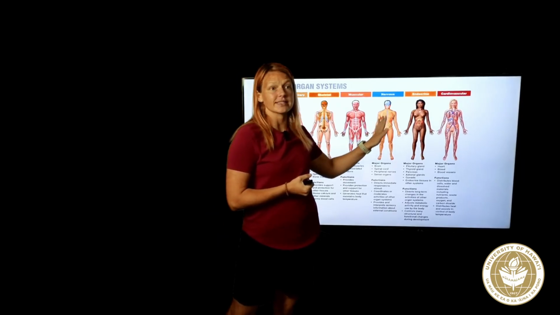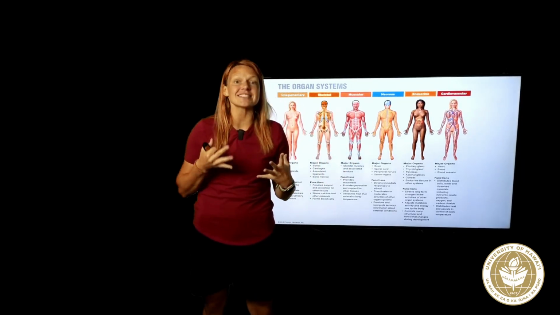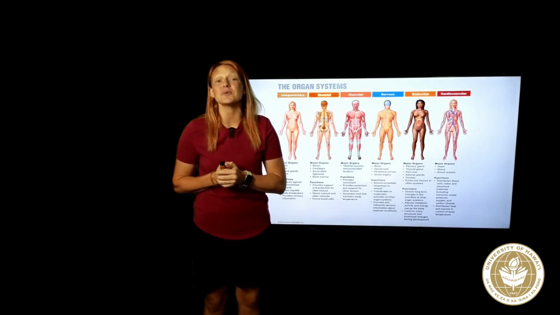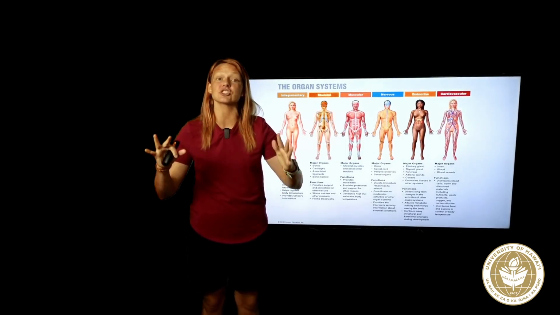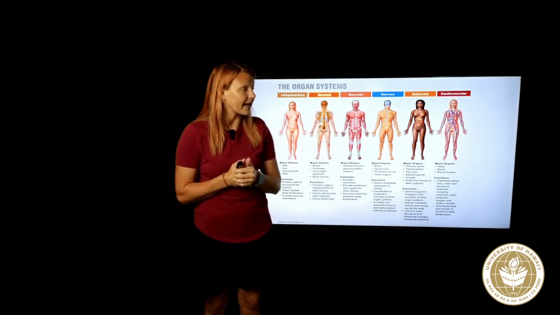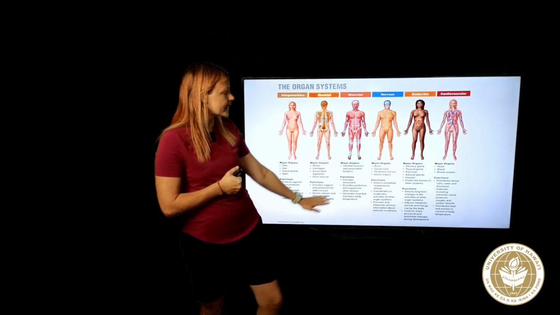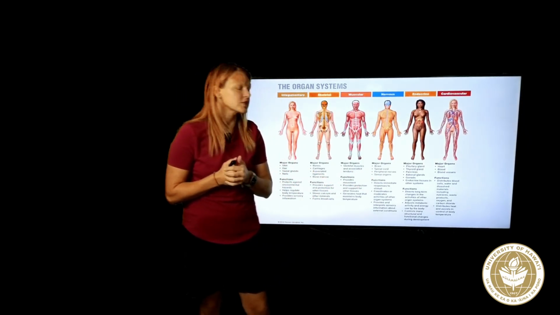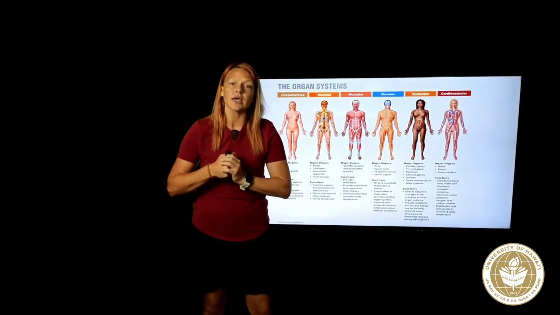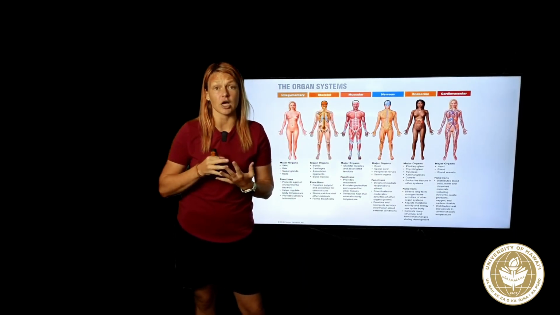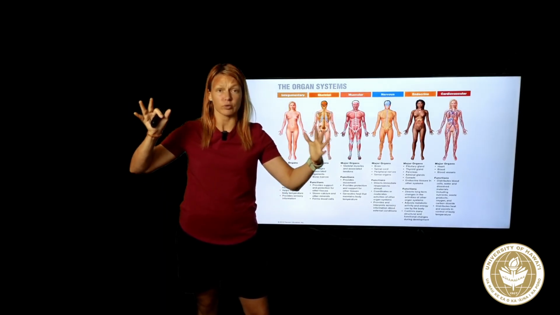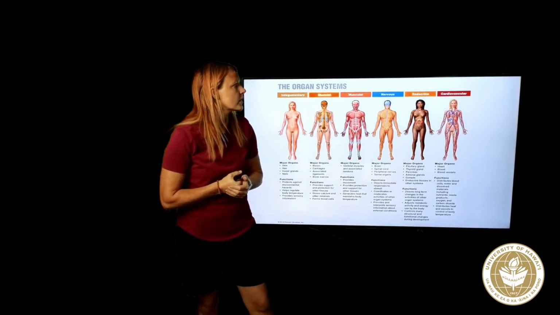For the nervous system, this is the very fast-acting control system of the body, and it responds to internal as well as external changes by activating the appropriate muscles and glands. So main organs here are going to be your brain, your spinal cord, and your peripheral nerves and sense organs. When we talk about the nervous system, we'll talk about how it's divided into two major parts, your central nervous system and your peripheral nervous system.